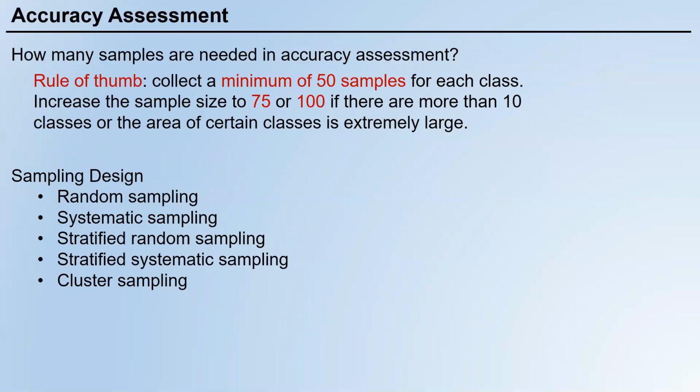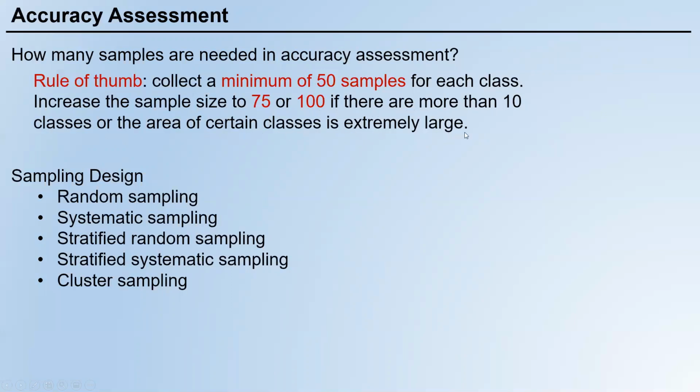Okay, how many samples or how many pixels are needed in accuracy assessment? So there are no laws or specific requirements for that. So we have a rule of thumb. Collect a minimum of 50 samples for each class. So each sample is a pixel, right? So increase the sample size to 75 or 100 if there are more than 10 classes or the area of certain classes is extremely large.